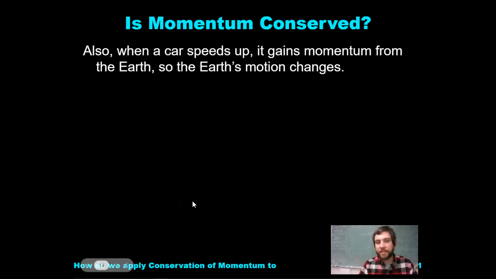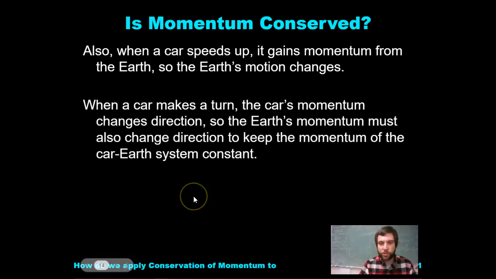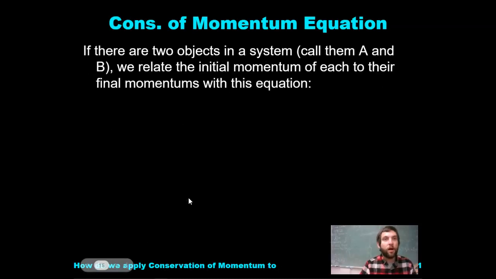Also, when a car speeds up, it takes momentum from Earth, so Earth's motion is changing. When a car makes a turn, the car's momentum changes direction, so the Earth's momentum must also change direction to keep the momentum of the car-Earth system constant.